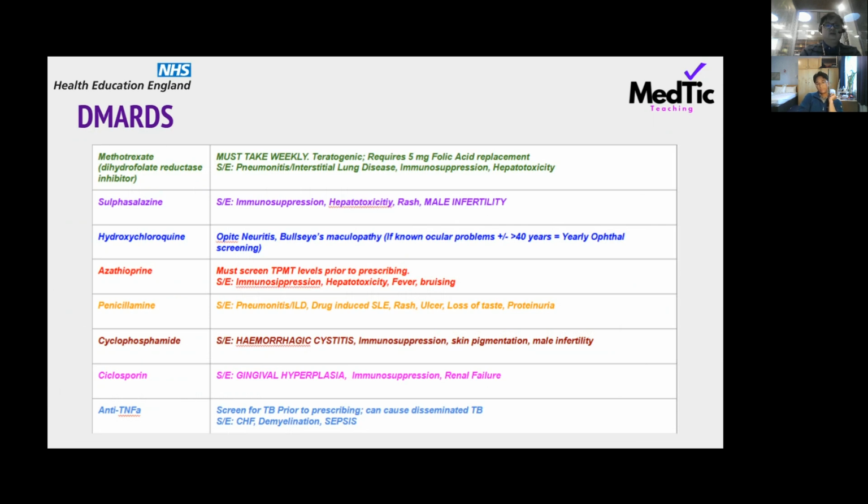So key things to notice with methotrexate, that's why it's on top, because it's the most common one examined in exams. Sulfasalazine is known to cause infertility in males. Hydroxychloroquine is quite notorious for optic neuritis, so they would need some ophthalmology screening from time to time. Azathioprine, you need to know for exams that you need to measure TPMT prior to prescribing so the body can break it down, as some individuals don't have this particular enzyme. And other drugs like penicillamine, cyclosporin, anti-TNF, and cyclophosphamide are quite commonly used, although a bit rare due to their prominent side effects, as you can see in this table.